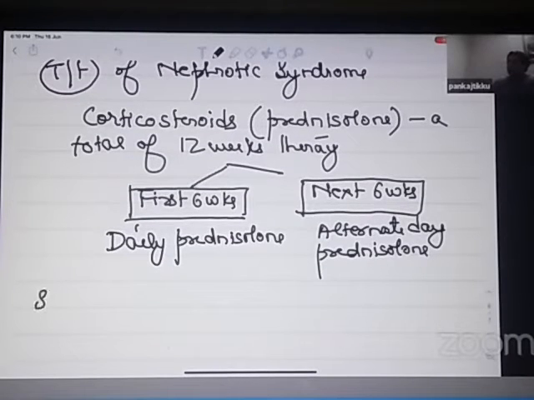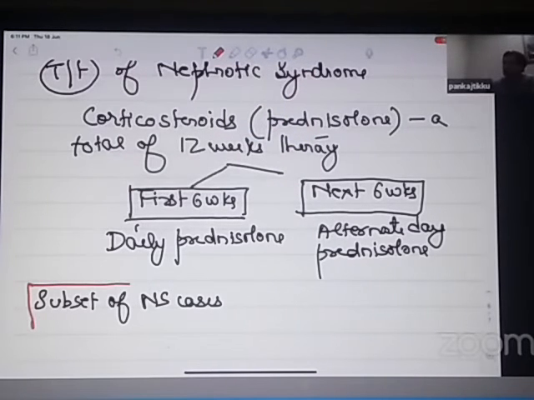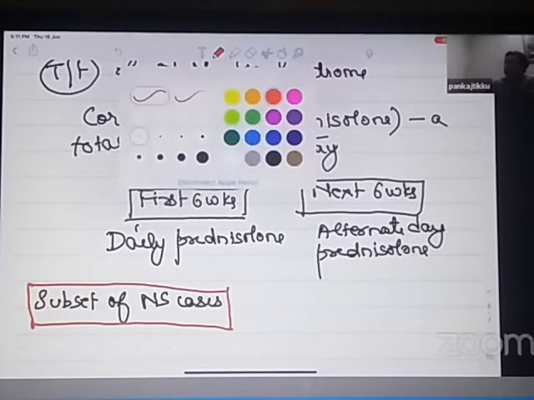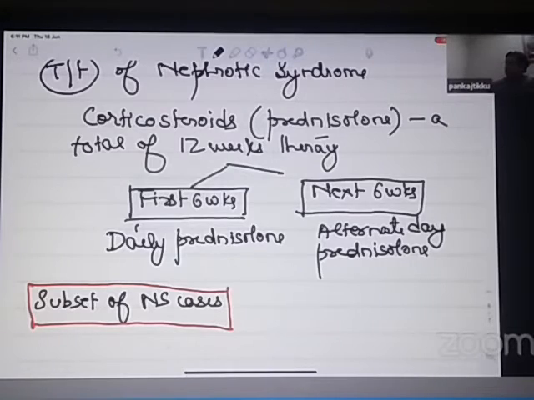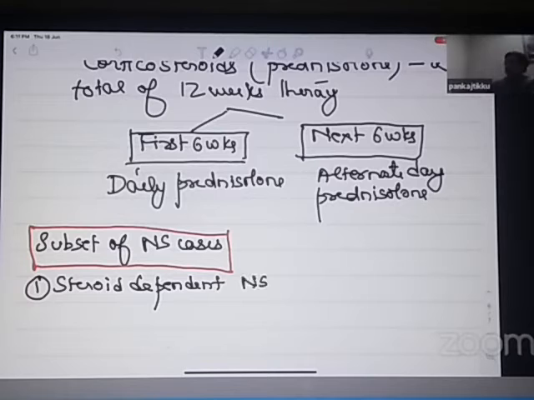There are two subsets of nephrotic syndrome cases which require special treatment. Which are these two subsets? One is the child having steroid dependent nephrotic syndrome, and the second is a case of steroid resistant nephrotic syndrome. Both of them have been asked in FMG.